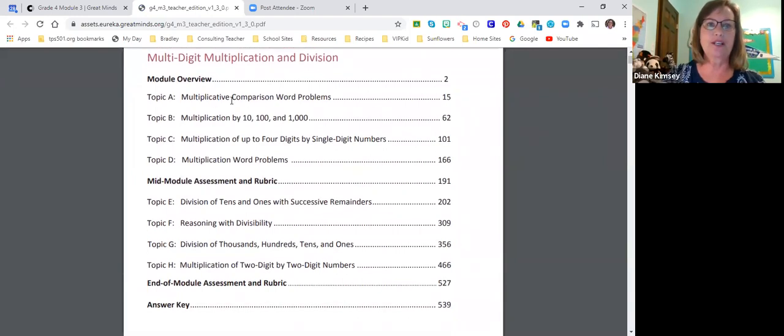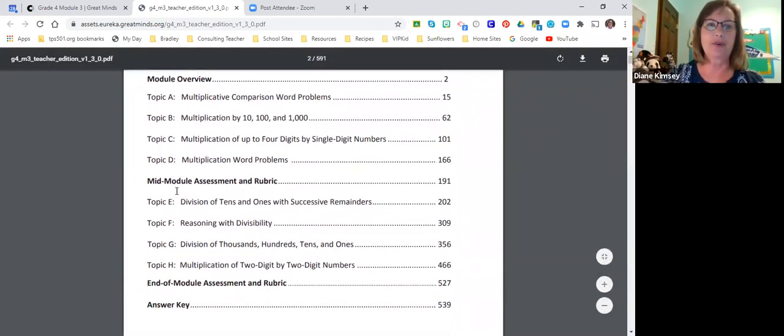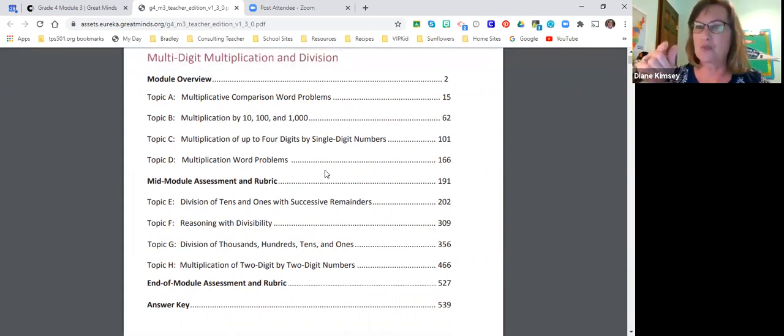So let's just take a look here at the first half before we get to the mid-module assessment. We're going to get into comparison word problems right off the bat. We're going to multiply times 10, times 100, times 1,000. We're going to multiply up to 4 digits times a single digit number. And then we're going to multiply with word problems. And so we're moving up that ladder, the difficulty levels. So the first half of this module is multiplication.